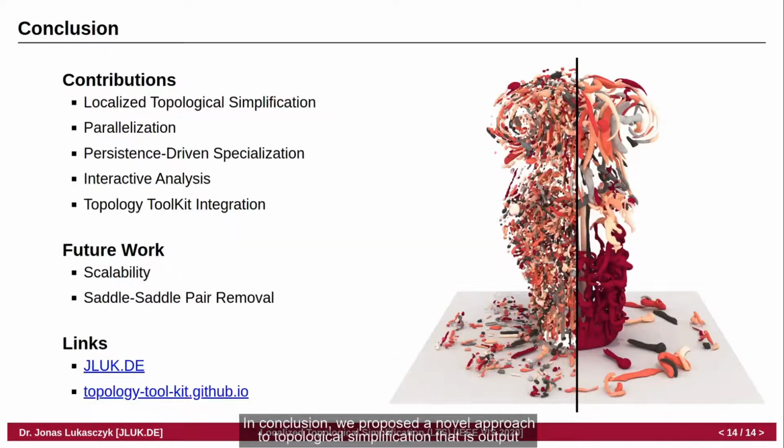In conclusion, we proposed a novel approach to topological simplification that is output sensitive, restricts computationally expensive procedures onto parts of the domain that actually need to be simplified, and that can additionally be parallelized. The resulting speedup of up to an order of magnitude enables interactive analysis, and the presented approach is going to be released through TTK. However, the current LTS implementation is optimized for desktop machines, so it is likely that LTS needs to be adapted to fully leverage the computational power of an HPC environment.